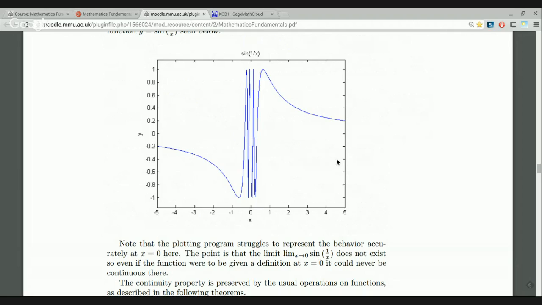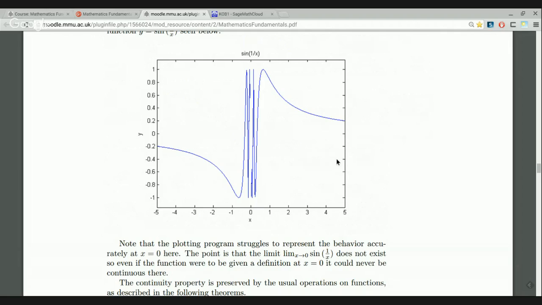Well, for a start, that formula doesn't make sense at x equals 0. Sine of 1 over 0 is not defined, so it can't be evaluated. But even if we made a decision about what the value of this function should be at 0, no matter how we define it, it'll never be continuous at x equals 0.